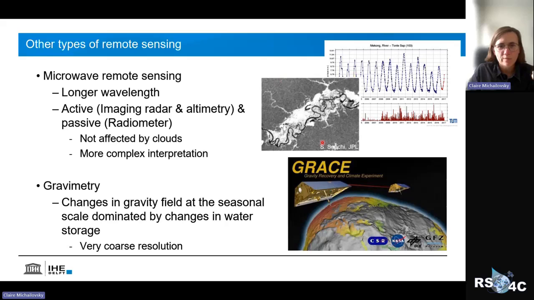So the images look a bit different. You can see they have some very specific characteristics that are linked to the microwave measurements, basically. They have a bit more complex interpretation, so there have been fewer applications so far, but I think microwave remote sensing is one of the very fast developing fields at the moment in remote sensing.